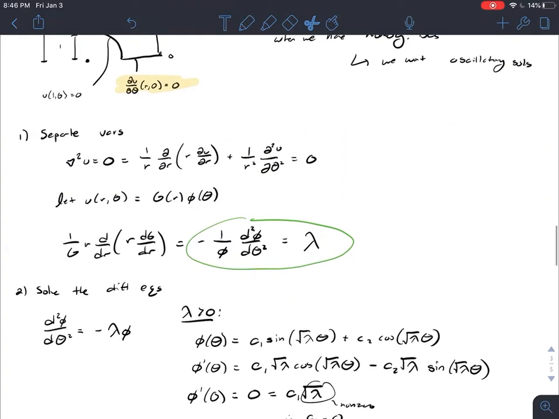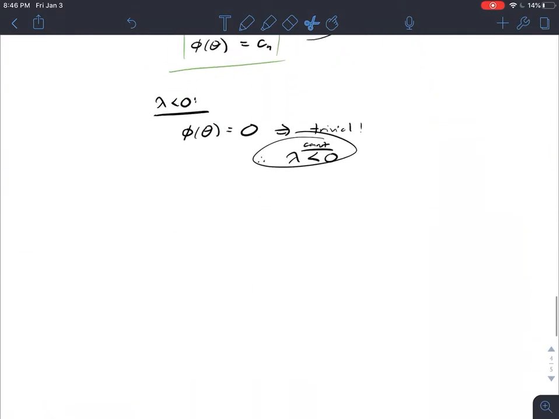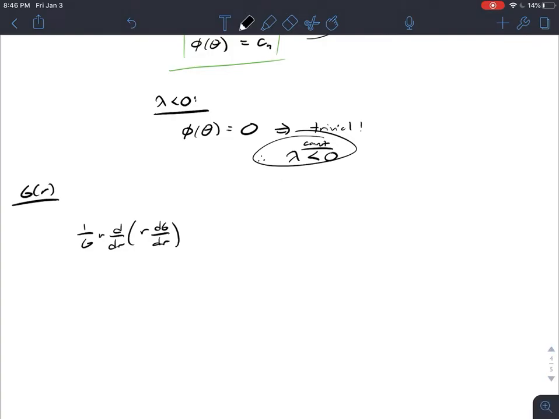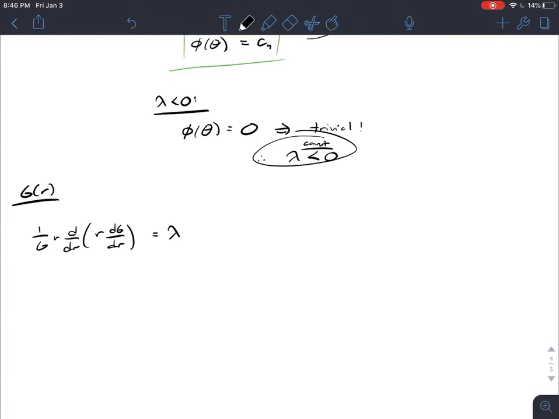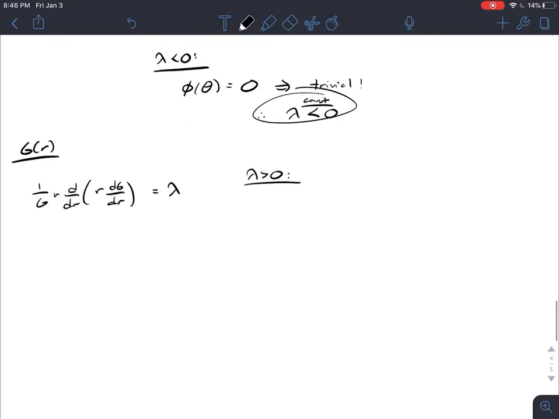Okay, so now let's look at the other part of this differential equation. Let's look at the g part now, where g is a function of r. Once again we have to case through lambda greater than 0 and lambda equal to 0. So let's look at lambda greater than 0 first. When lambda is greater than 0, we can multiply both sides by g to move g to the right hand side.